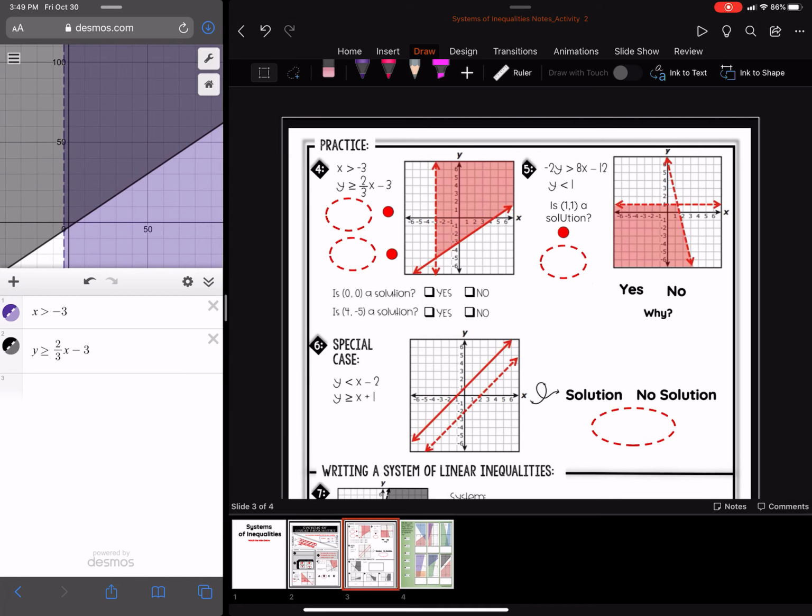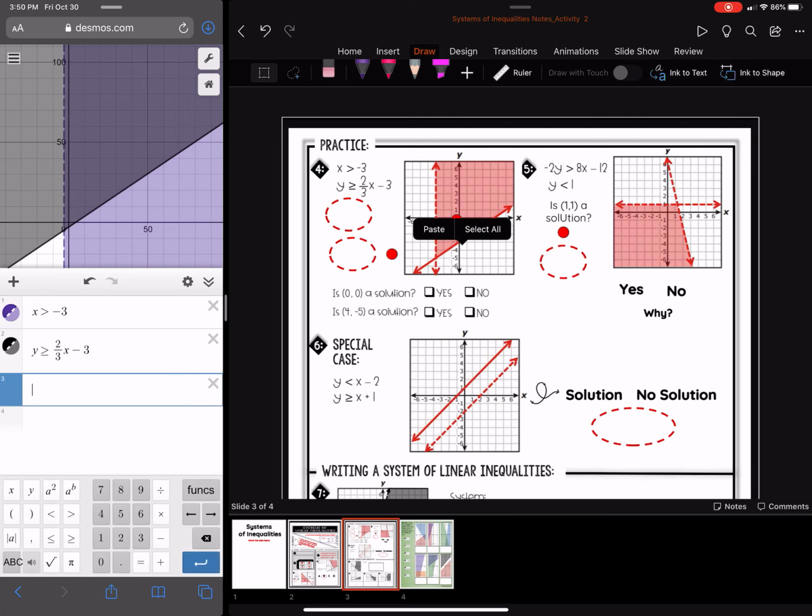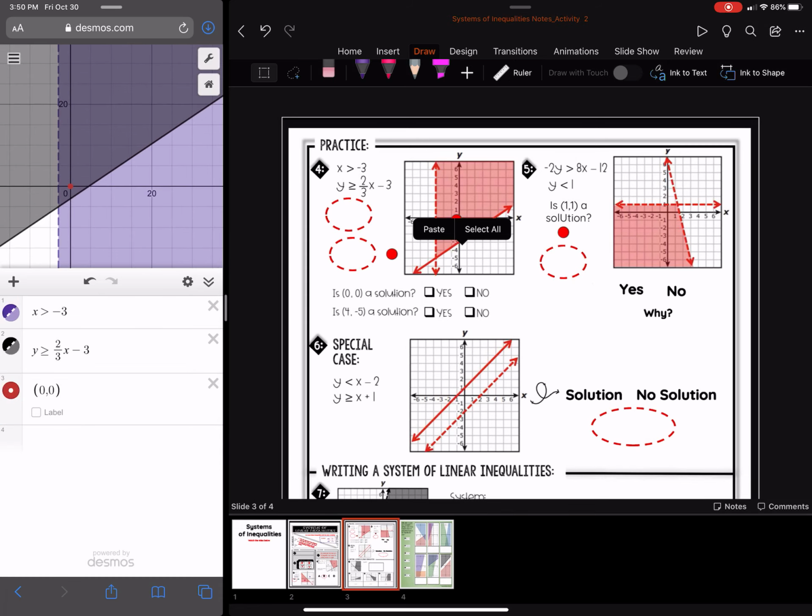So it's asking, is (0, 0) part of the solution set? So let's go ahead and put our dot right here. (0, 0) is right there. Is that part of the solution set? And the answer is yes. It is in the double shaded. And again, if you wanted to, you could put this into Desmos, and yes, you can see right there that (0, 0) is part of the solution. So that would be a solution to the system.